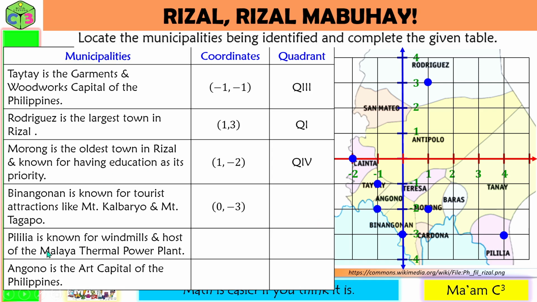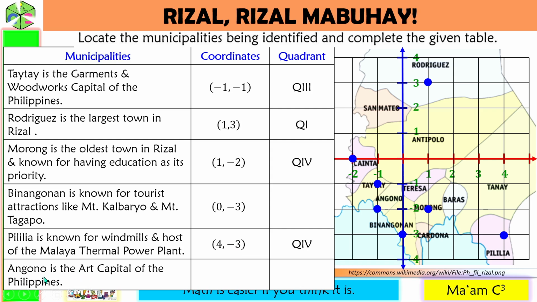Next one, Pililia is known for windmills and the host of Malaya Thermal Power Plant. Where is Pililia? It's here. So from the origin, that would be 1, 2, 3, 4 units going to the right, and then 1, 2, 3, 3 units going down. The coordinates of Pililia, 4, comma, negative 3. This is positive, this is negative, so Pililia is located at the 4th quadrant.